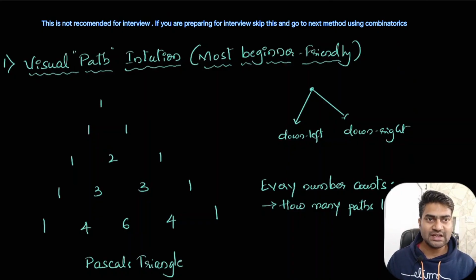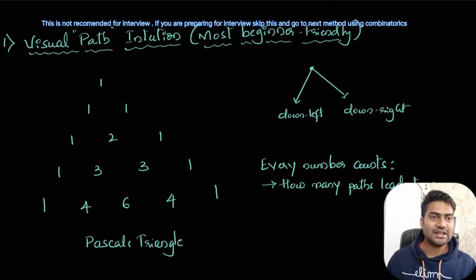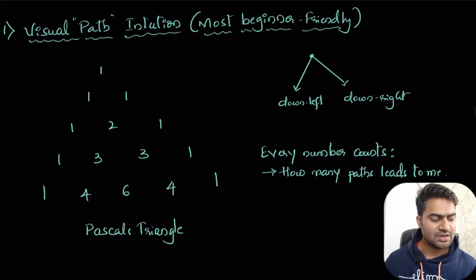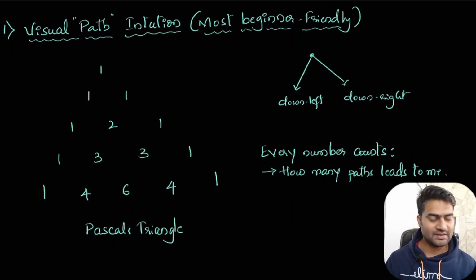The first method is a direct DP way. You can simply observe and try to implement this particular solution. Let us try to understand this first way. Basically it is a visual path intuition method. It is a very beginner-friendly intuition.